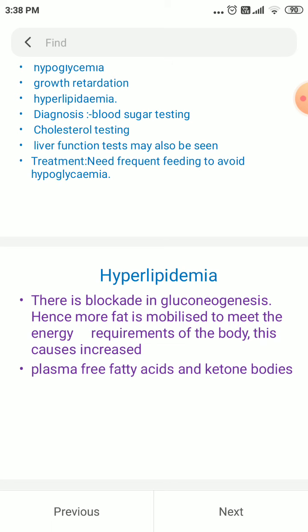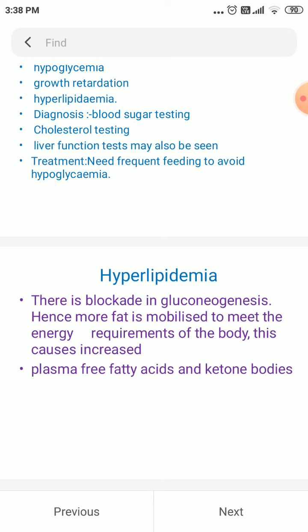more fat is going to be mobilized to meet the energy requirements of the body, of course. The fat which is stored is going to get metabolized and mobilized to meet the energy requirement of the body. So this is going to be increased further. This causes increased plasma free fatty acids, of course, the breaking down of the fat resulting in the formation of free fatty acids and glycerol.